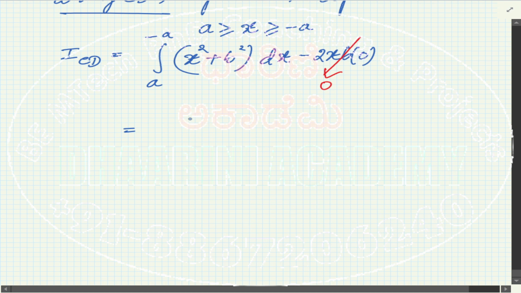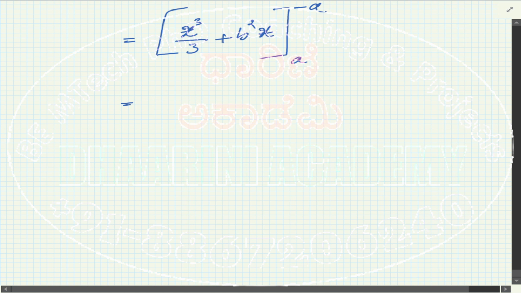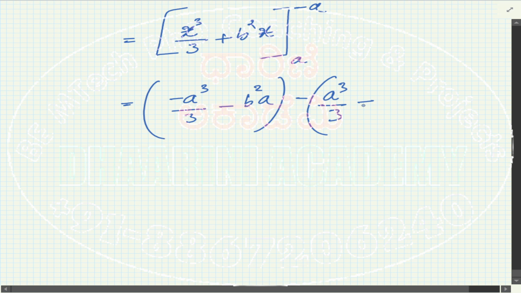So let's do the integration directly. The first part is x cube divided by 3 plus b square is a constant, so you are going to get b square x over there. So this whole term x cube by 3 plus b square x should be substituted with the values from a to minus a. So I'll write the upper limit first. So I write the minus a term first. This is minus a cube divided by 3, minus b square a. This is the first term. When you substitute minus a, then minus, put a there. So this is a cube by 3, then plus, this is b square into a.